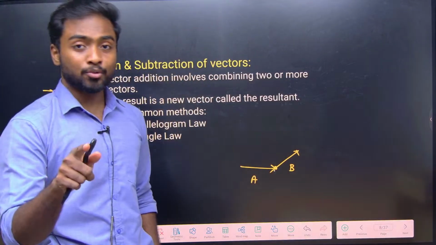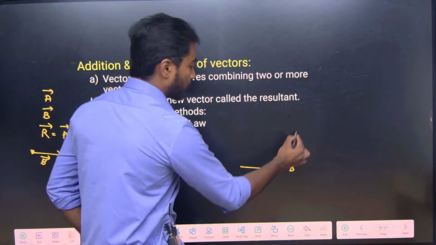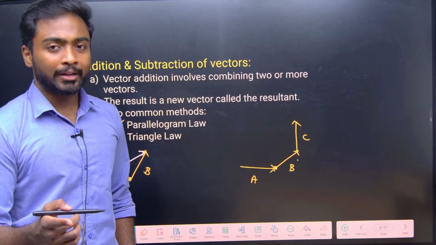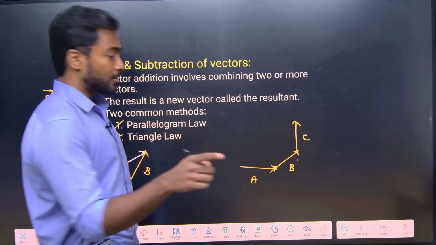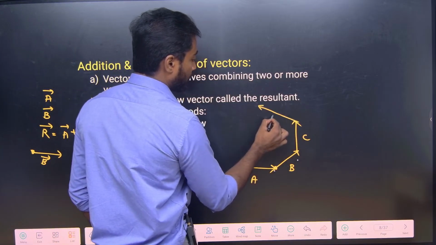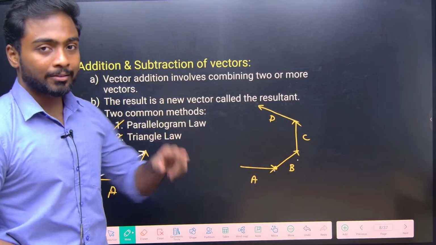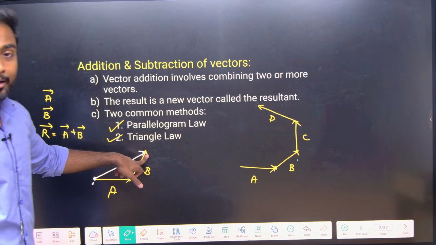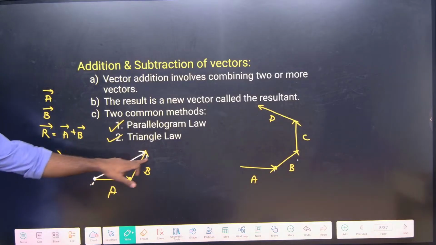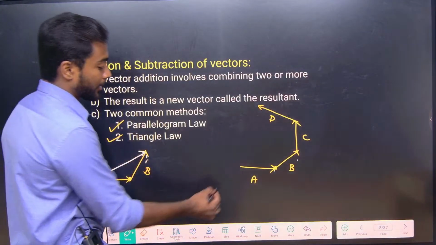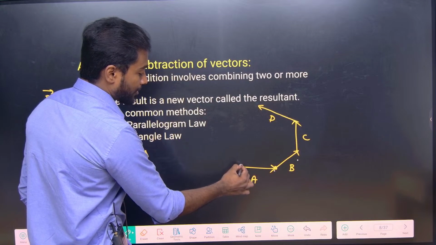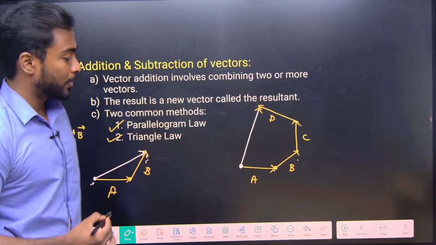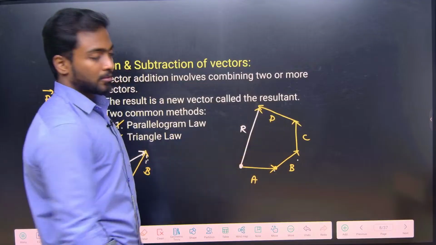Then the tail of the third vector should be on the head of the second vector. This is my third vector C. Then the tail of the fourth vector should be at the head of the third vector. This is my fourth vector D. The resultant vector, as I said, starts from the tail of the first vector and ends at the head of the last vector. This is my resultant vector.